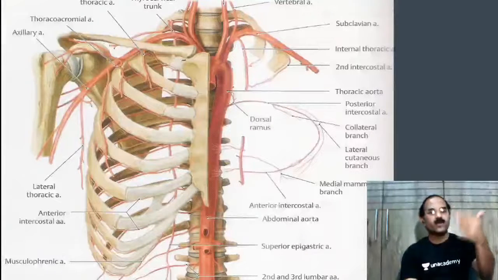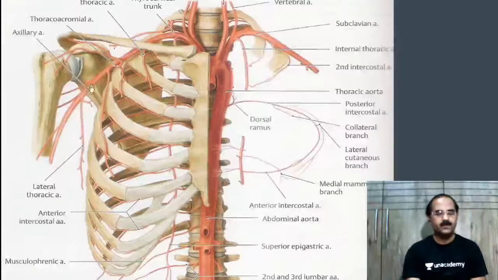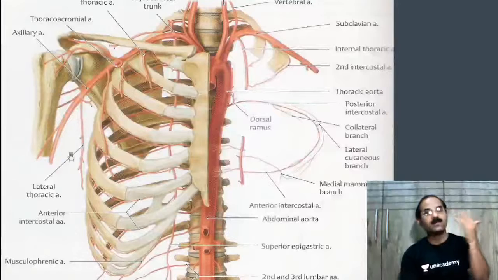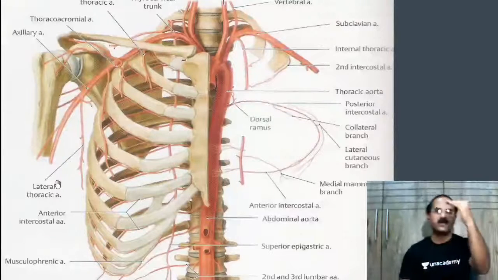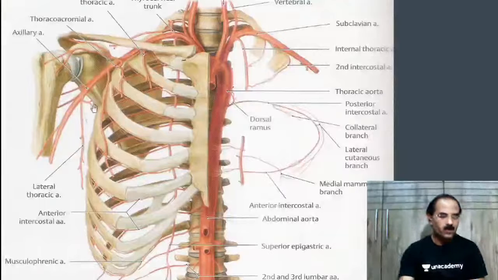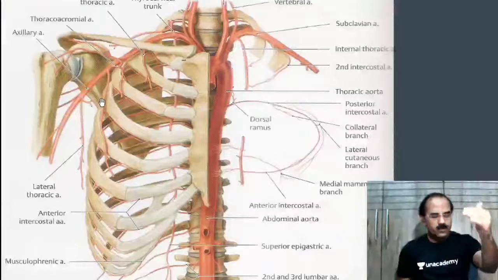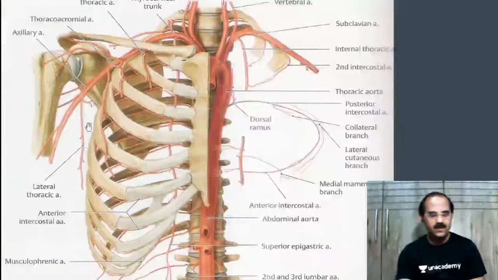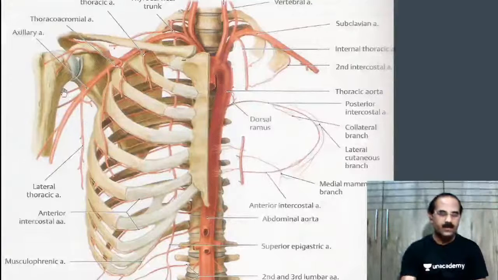The posterior wall is formed by three muscles: the subscapularis, the teres major and the Latissimus Dorsi. What is this wall going to be? This is going to be the medial wall, and the medial wall would be formed by the ribs and the serratus anterior. And the lateral wall would be formed by the humerus.